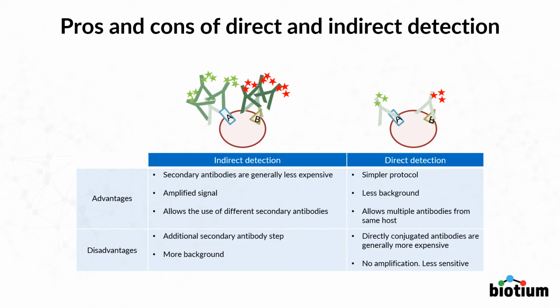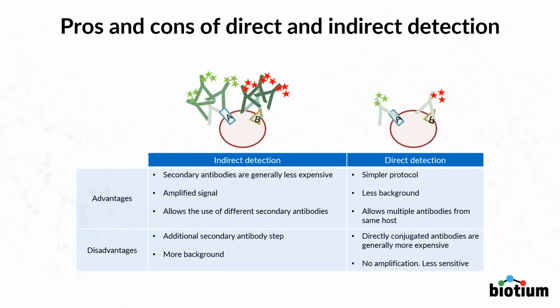There are some disadvantages with direct detection in that generally these directly conjugated primary antibodies are more expensive and can be a little bit more difficult to find, depending on what target you're looking for. There isn't any amplification from the secondary antibody, and so this direct detection should be used on targets that are generally well expressed, and therefore they're less sensitive.